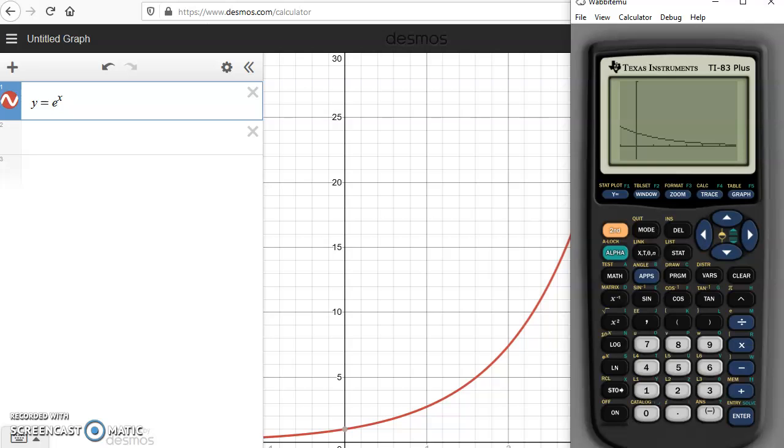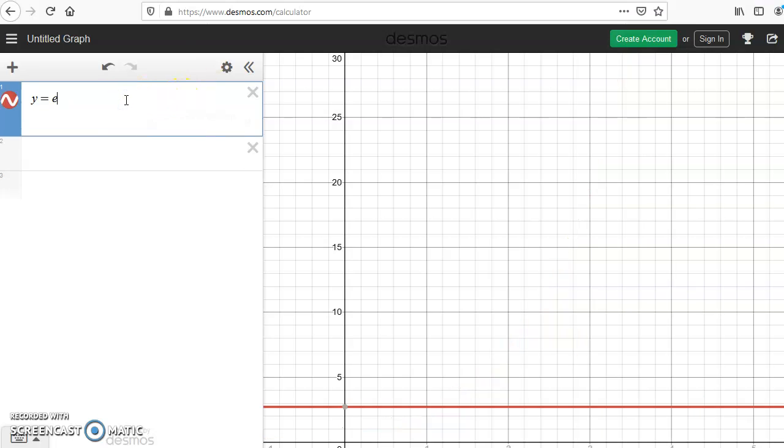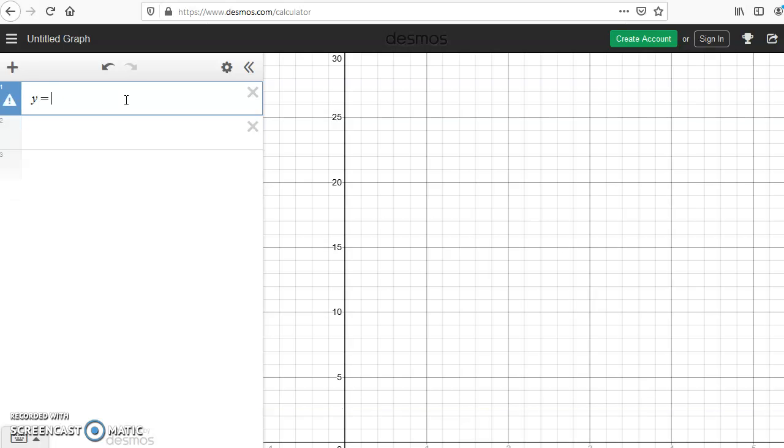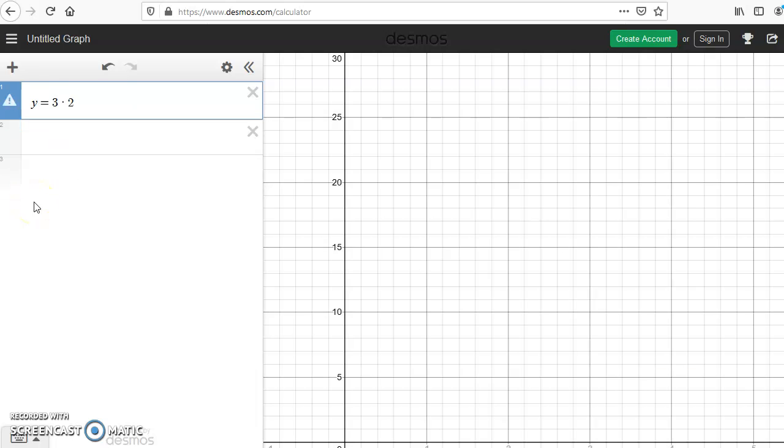So if you're doing one of these inside Desmos, coming back over here, let's take a look at what they look like in the Desmos setup. So we have 3 times 2. Again, shift 6 gives us the exponent. 3 times 2 to the negative x. So again, matches up with what we saw in the calculator display previously.